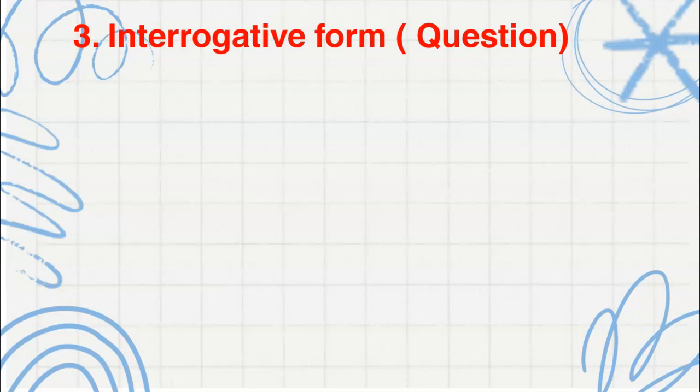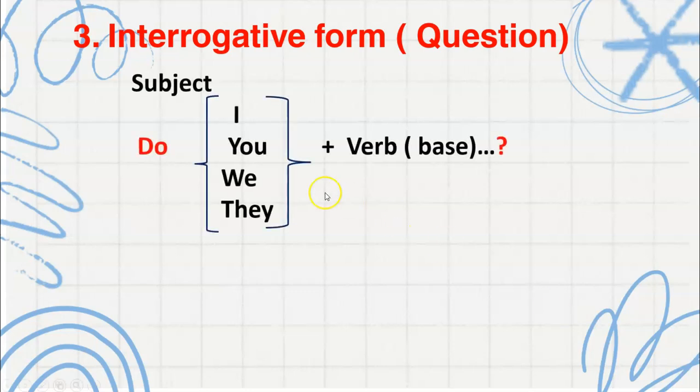Now, the third form, which is the interrogative form, or we simply call it the question. Always when I have a question, I must start with do, okay? When I have I, you, we, and they, plus the verb should be base, meaning without S or ES. And don't forget the question mark at the end. This is when you have I, you, we, and they.